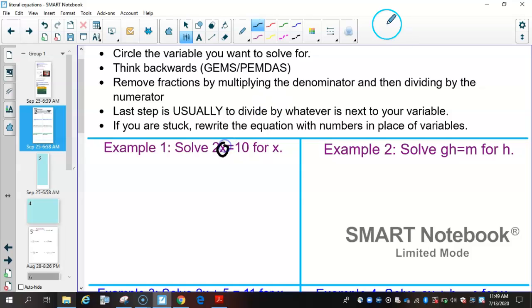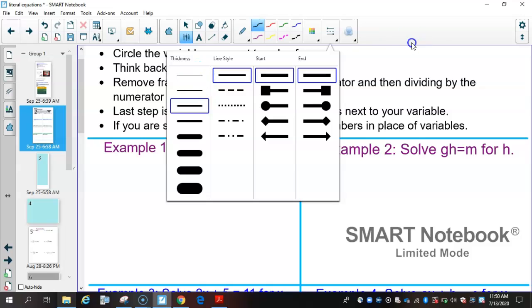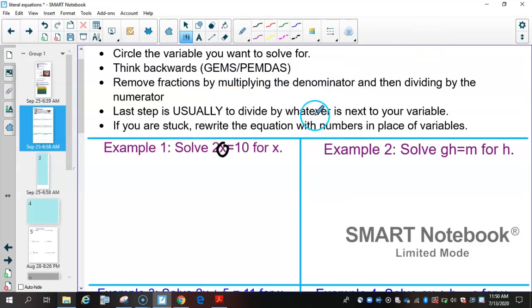So wherever your variable is, that's where you need to circle it. And then in order to solve for x, well, 2 and x are next to one another. The way to undo that, I'm sorry, I skipped a step. If they're next to one another, that's multiplication. And to undo multiplication, we need to divide. And since we're trying to solve for x, I'm just going to divide both sides by 2.